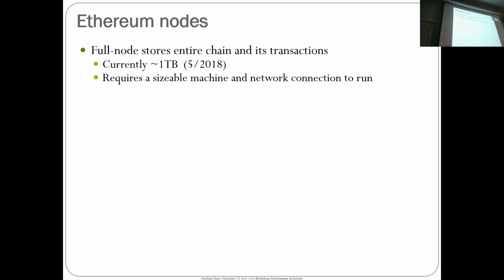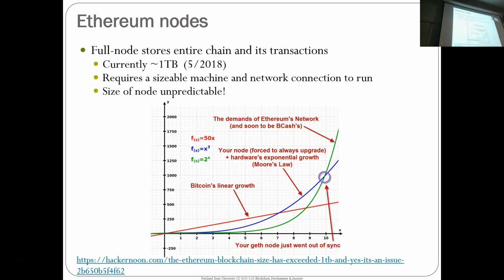This is why you're going to be running your nodes on Google Cloud rather than a Linux lab machine, which Kat would get really mad at me for if I had you all bring up Geth on one of their nodes. So the size of the node is unpredictable, right?